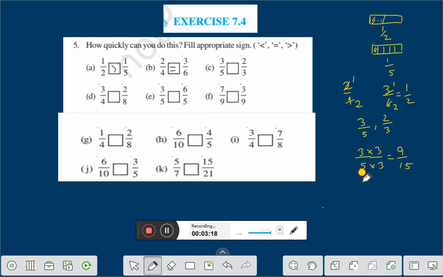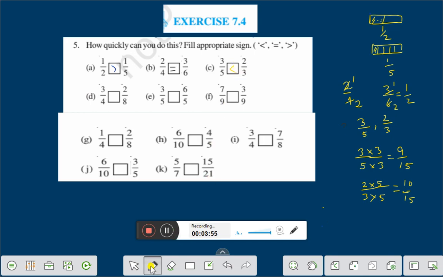And this one, 2 by 3, you have to multiply 3 with 5, therefore you have to multiply the numerator also with 5. Then it is 2 fives are 10, and 3 fives are 15. Now you see that the denominators are both the same, therefore the one with the greater numerator is greater. There is 9 by 15 and 10 by 15. 10 by 15 is greater, that means 2 by 3 is greater, or 3 by 5 is less than 2 by 3.